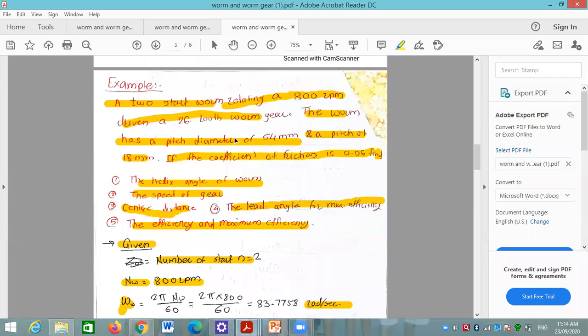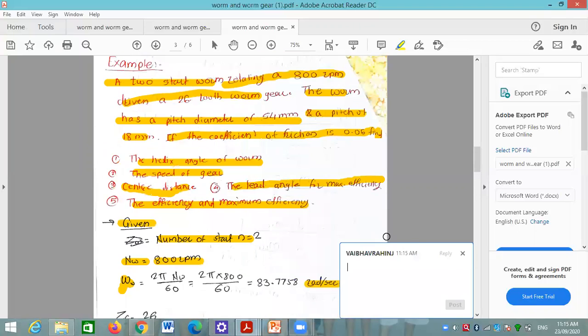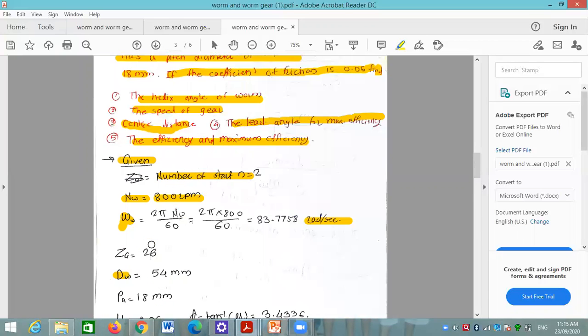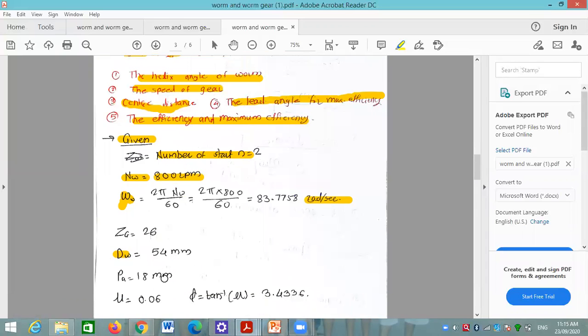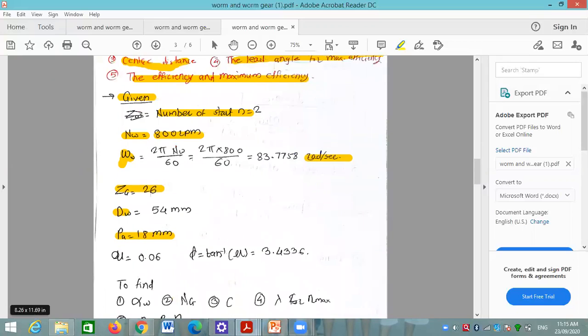Then what is given? The worm has a pitch diameter of 54 mm. The diameter of the worm, dw, is 54 mm, and the pitch is 18 mm. Here pitch is given, PA is equal to 18 mm. The number of teeth on a gear is given as 26. PA, the axial pitch of the worm, is 18 mm. Mu, the coefficient of friction, is given as 0.06.